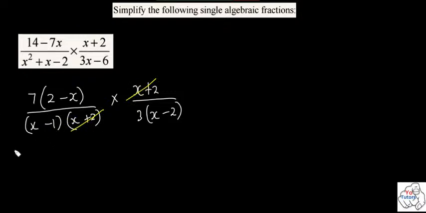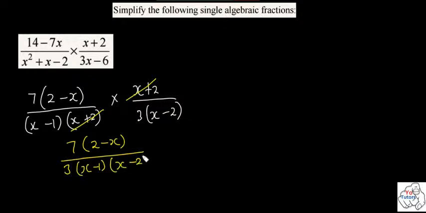But now we are left with 7 times 2 minus x over x minus 1. So we can take out the 3 here. Then x minus 2. Then we are having a problem here. Where are we having a problem? Where we have 2 minus x over x minus 2. What do we learn now? We learn that we apply a negative.